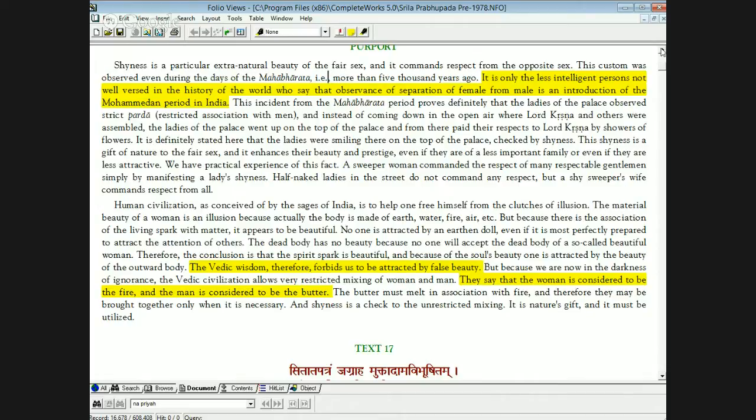So, very nice purport. As a practical dealing, Prabhupada gives an example. This example you heard, where it talks about the sweeper lady. First time you heard this example? No, first time. See what happened. Prabhupada says that he was sitting with his friend and one sweeper.